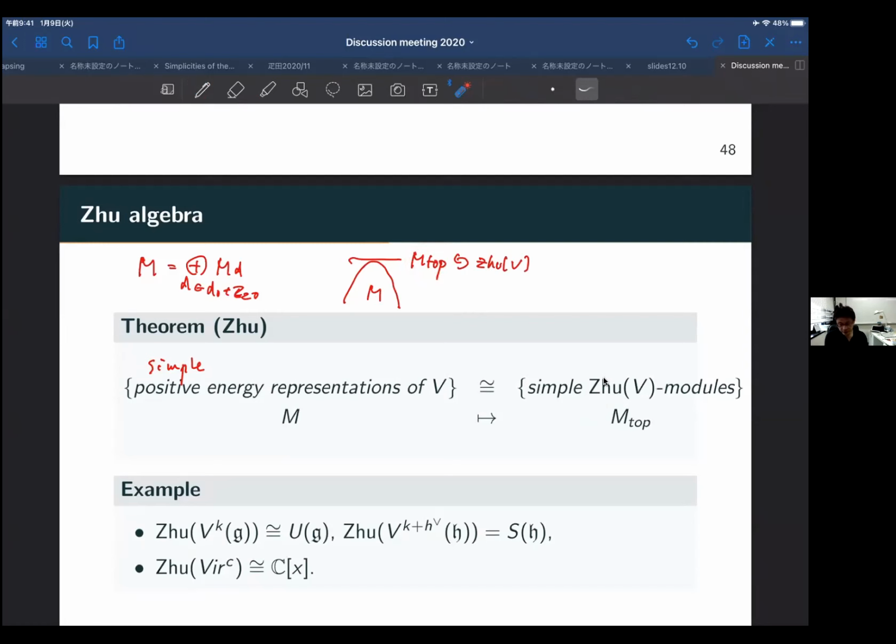And in fact, this gives a one-to-one correspondence between simple modules of a vertex algebra and simple modules of the Zhu algebra. And the inverse map is given by this: you have a simple module of this associative algebra, and there is a certain induction functor. So you can consider an induced module, and you can take a unique simple quotient.